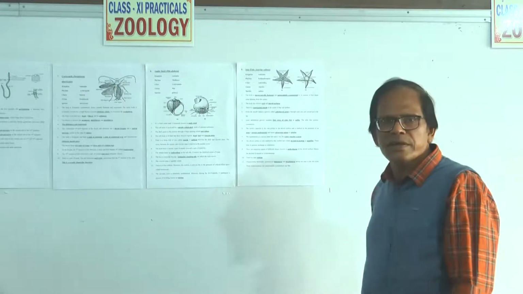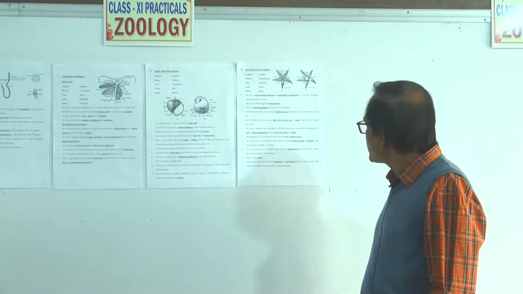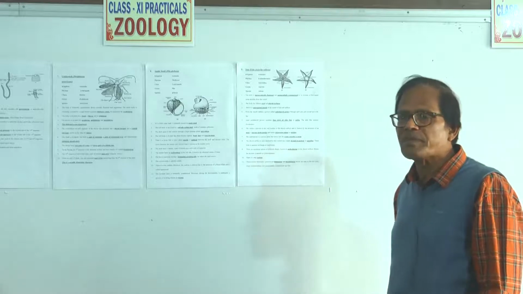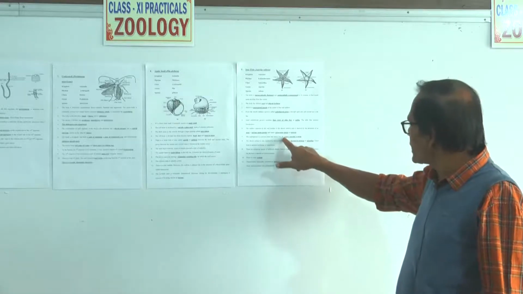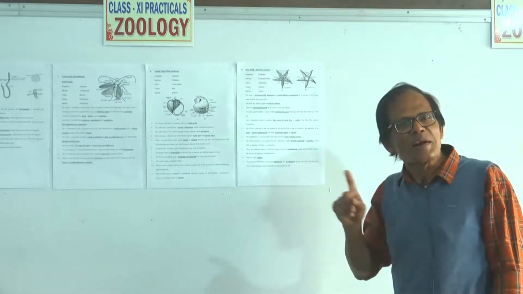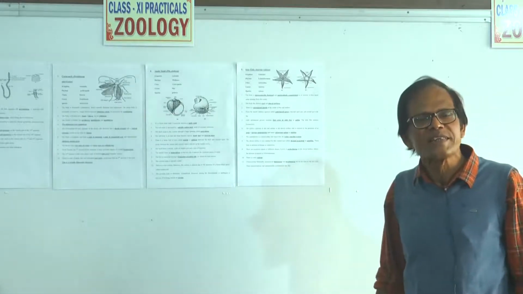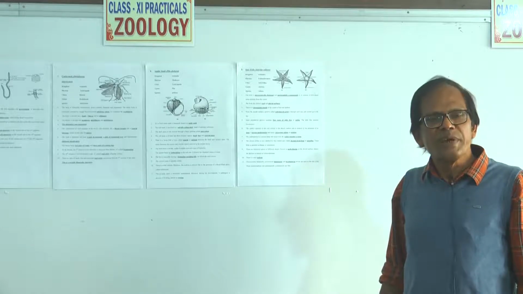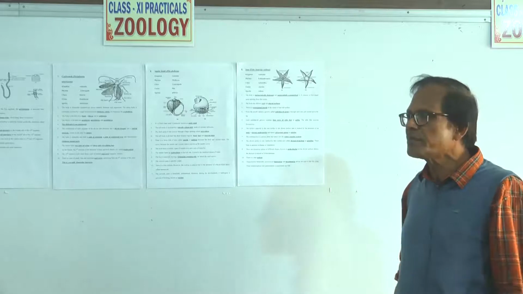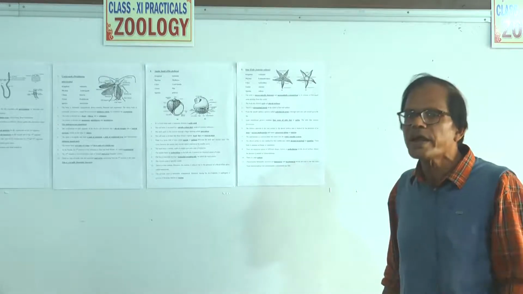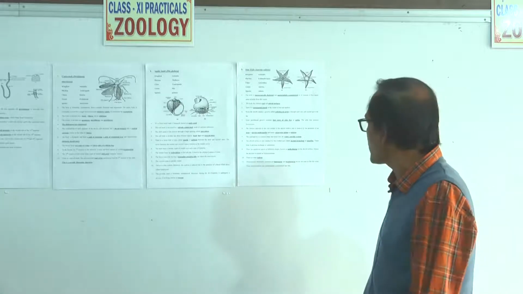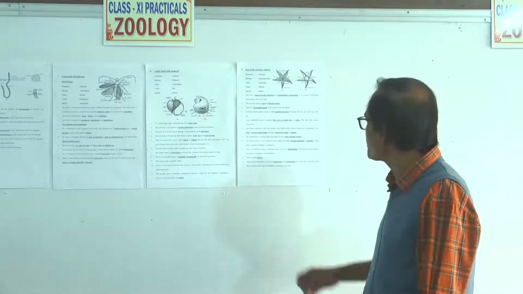The madreporite, I have already told you, is a porous plate that opens into the water vascular system. You remember, you underline this word. This is underlined here, but you remember and underline this word. Water vascular system is peculiar to the phylum Echinodermata. It is found nowhere in the animal kingdom, in no other phylum. Only in the phylum Echinodermata, the water vascular system.